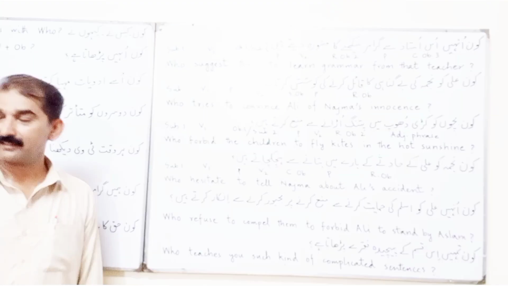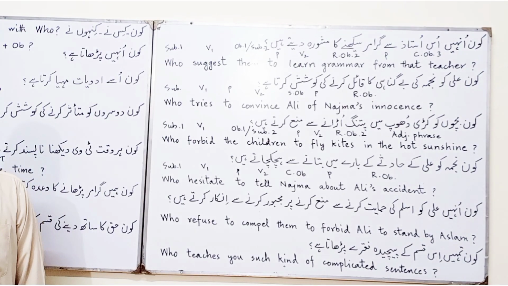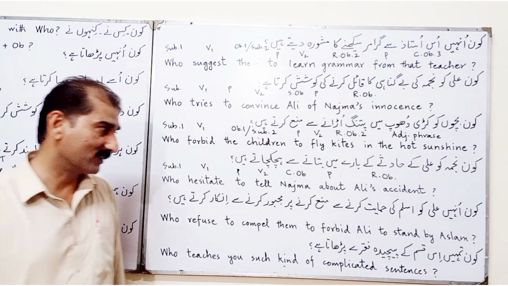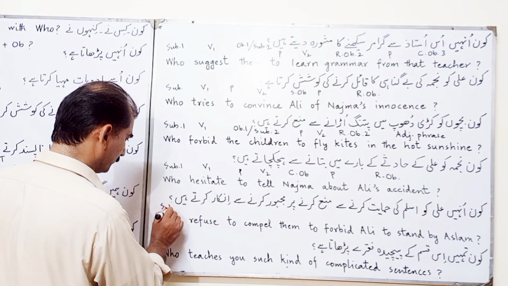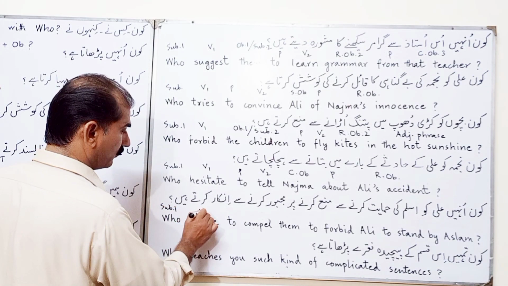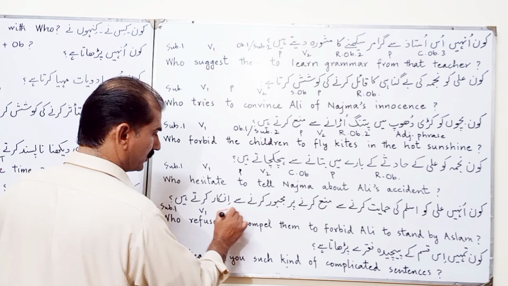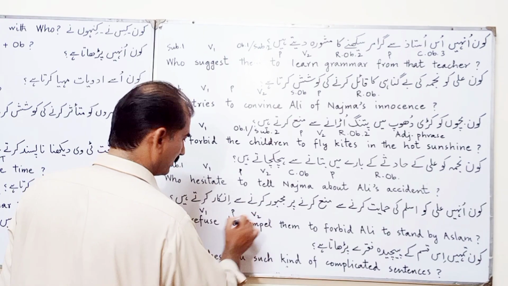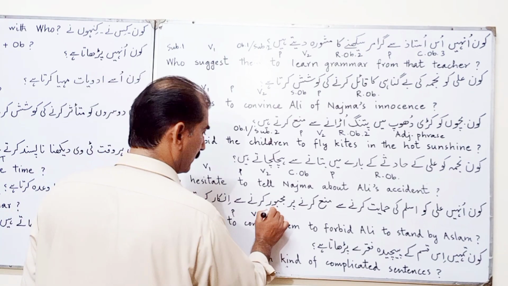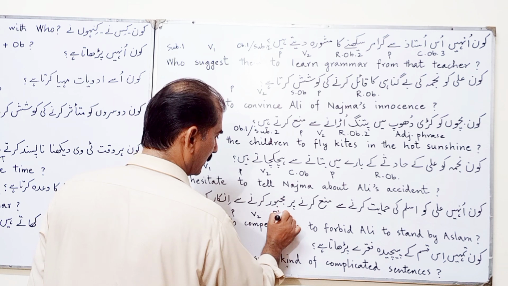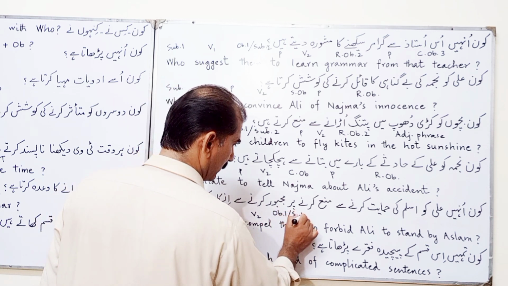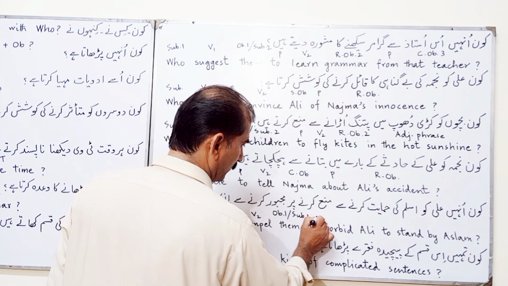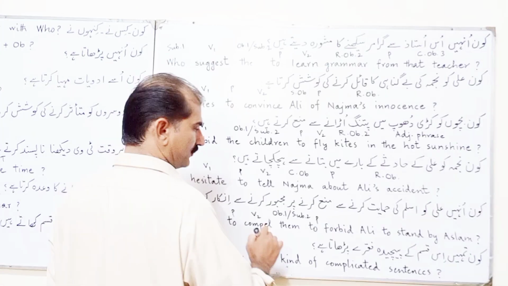Dear students, you will find this sentence a little bit more difficult just because we have used lots of verbs over here. Subject 1. Refuse is our verb 1. To is a preposition. Compel is our verb 2nd. Them here serves both functions. It serves as object 1 for the subject 1 and subject 2nd for the object 2nd.